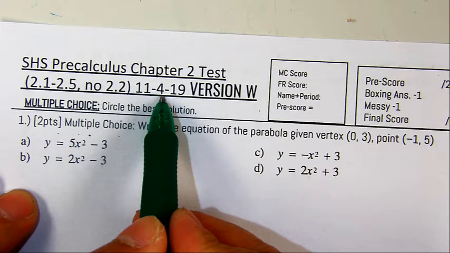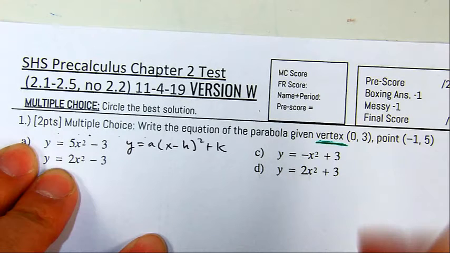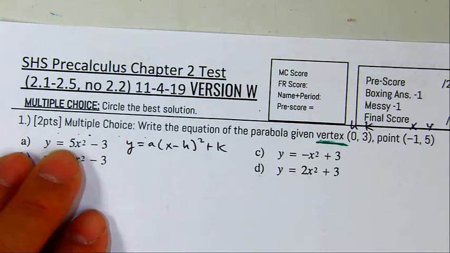Multiple choice, write the equation of the parabola given the vertex (0, 3) and the point (-1, 5). So I see the word vertex, and automatically I'm going to write vertex form for quadratics. This is my h, and this is my k value, and this is my x, and this is my y. So essentially what you're going to do first is solve for a.